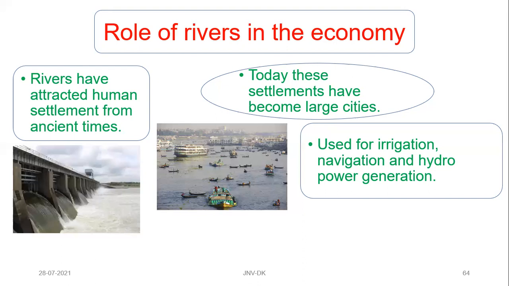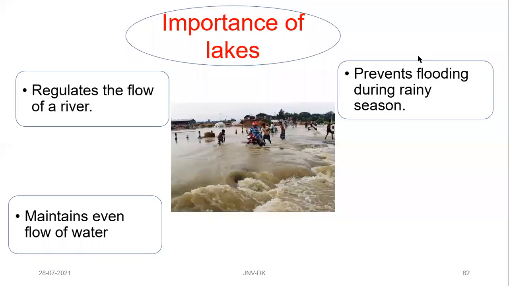Now, besides the rivers, we also must remember lakes. A lake is an area of variable size filled with water. This is localized in a basin that is surrounded by land. So we should also know the importance of lakes. The lakes help us to regulate the flow of a river. They maintain an even flow of the water and they prevent flooding during a rainy season.